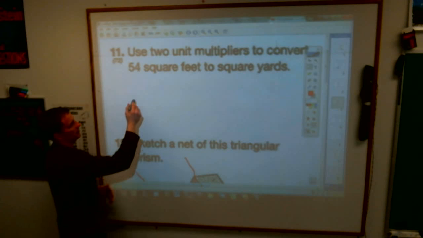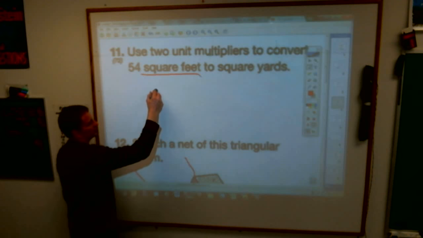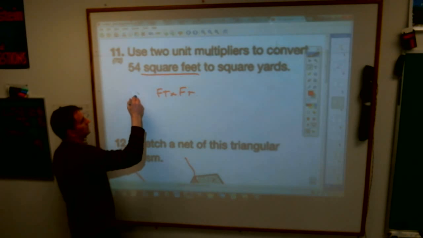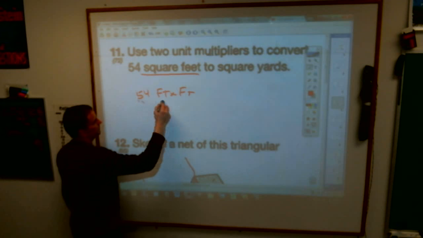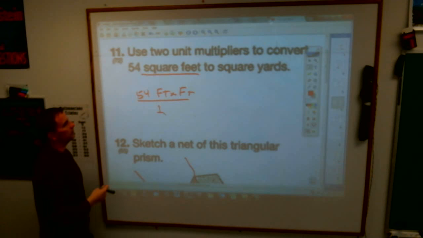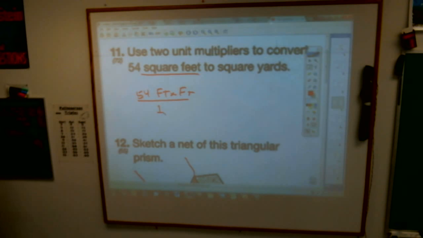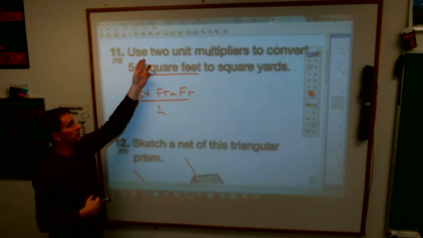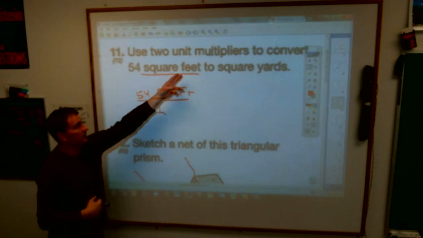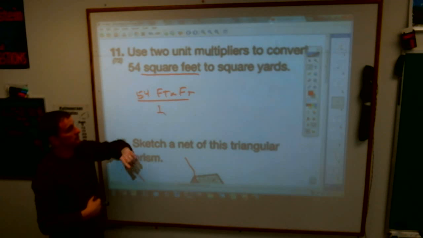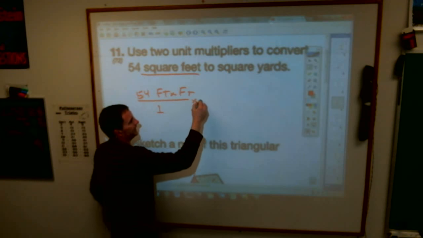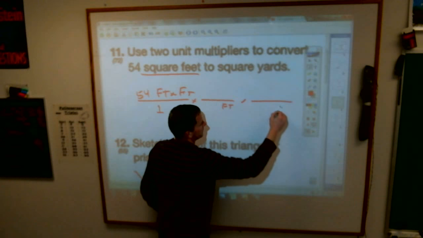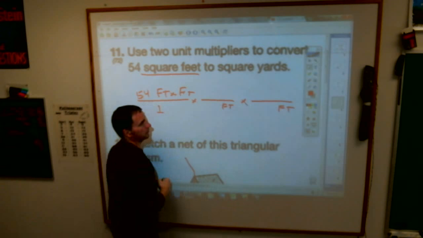Right, because of this right here. What is square feet? Square feet is feet times feet. If you're a Dr. Seuss fan, you know what that means. Feet times feet. Oh, the feet you need. This is 54 square feet. It's not 54 squared. The feet are what's squared, not the 54. So you need a unit multiplier to cross each of those labels feet off with.